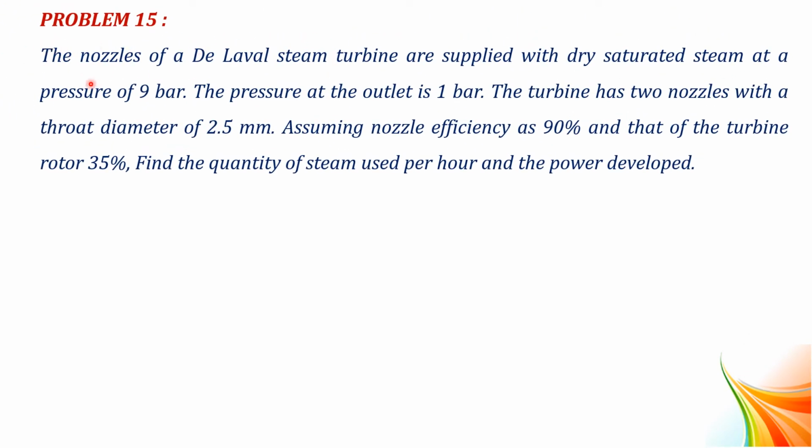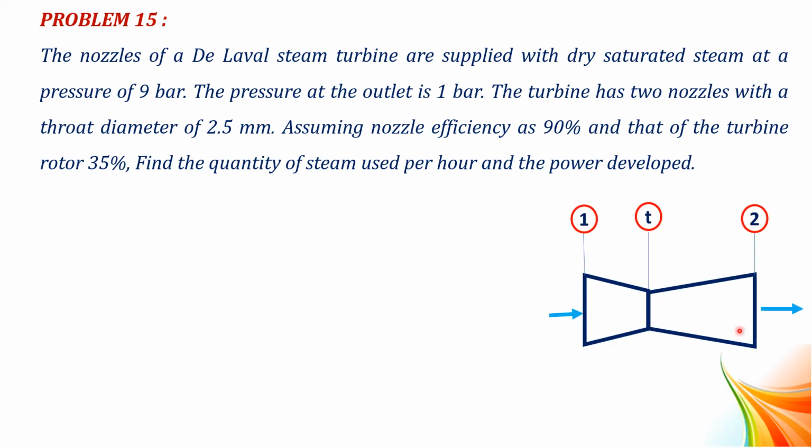Problem 15. The nozzles of a De Laval steam turbine are supplied with dry saturated steam at a pressure of 9 bar. The pressure at the outlet is 1 bar. The turbine has two nozzles with a throat diameter of 2.5 millimeter. Assuming nozzle efficiency as 90% and that of the turbine rotor 35%, find the quantity of steam used per hour and the power developed.